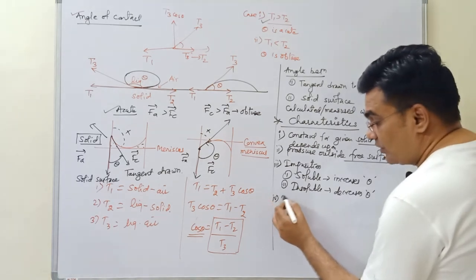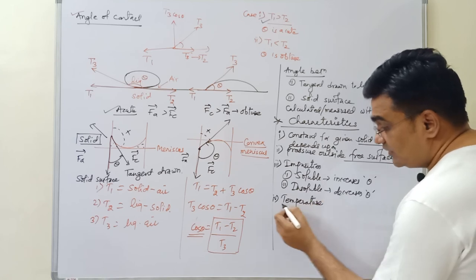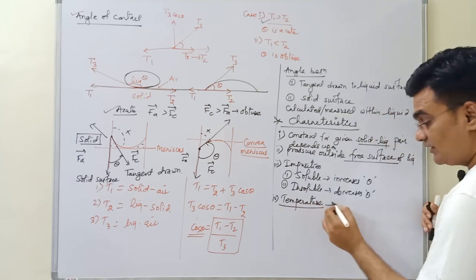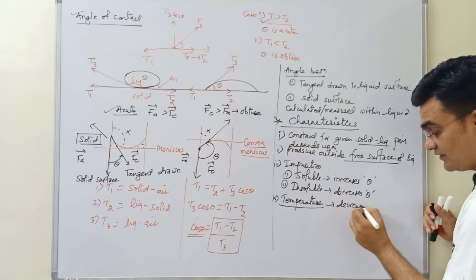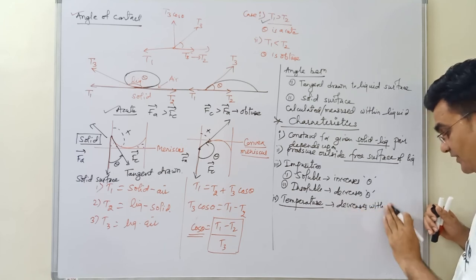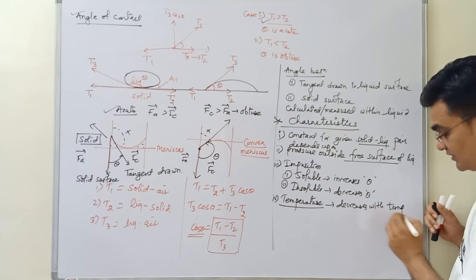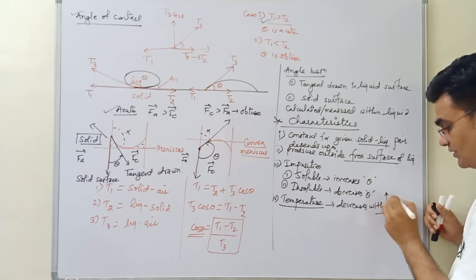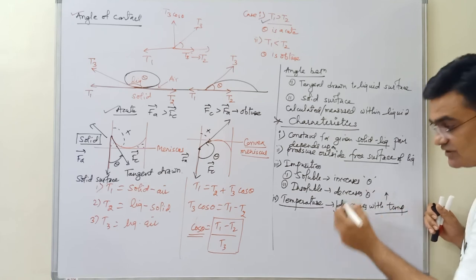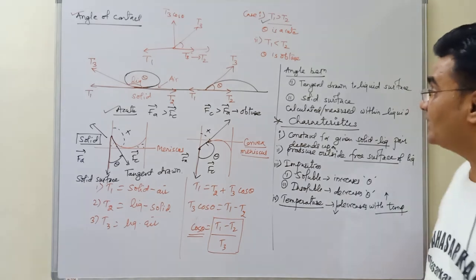The next important point is temperature. It depends upon the temperature. It decreases with increase in temperature. So if the temperature is increased, the angle of contact is what? Decreases. These are some important characteristics of angle of contact.